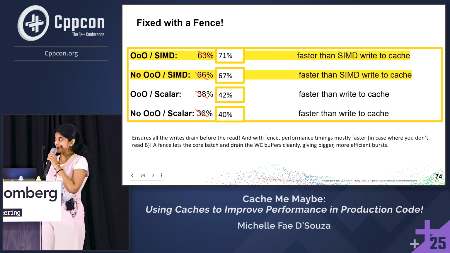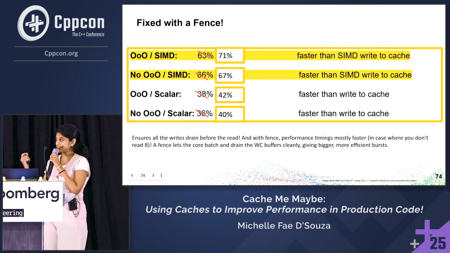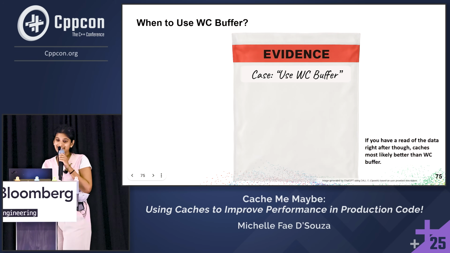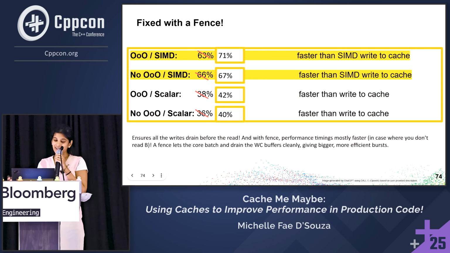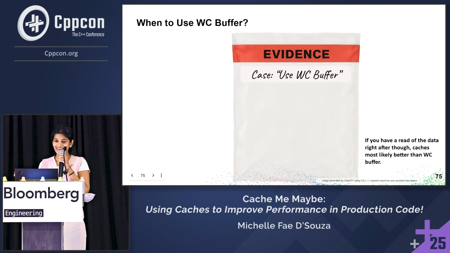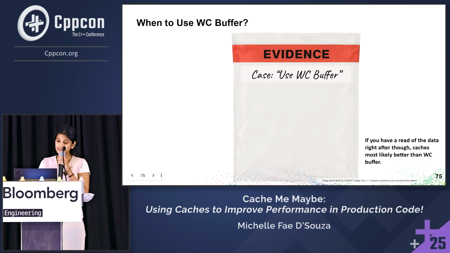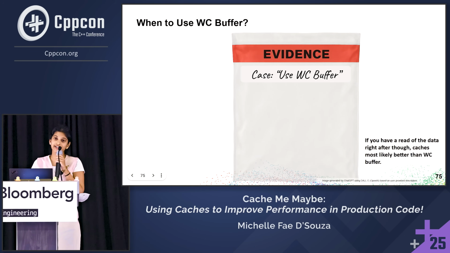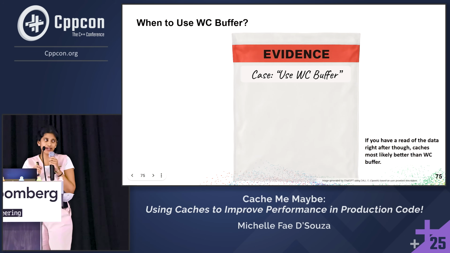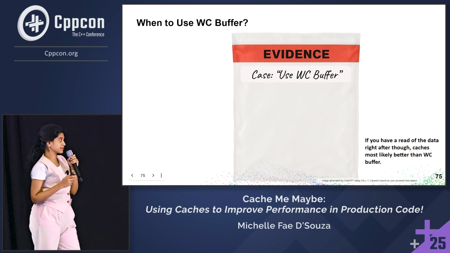If you want to know why, ask me during the Q&A or talk to me later. But basically, using a fence should be done when we use our write combining buffer. But when do you even use this write combining buffer?